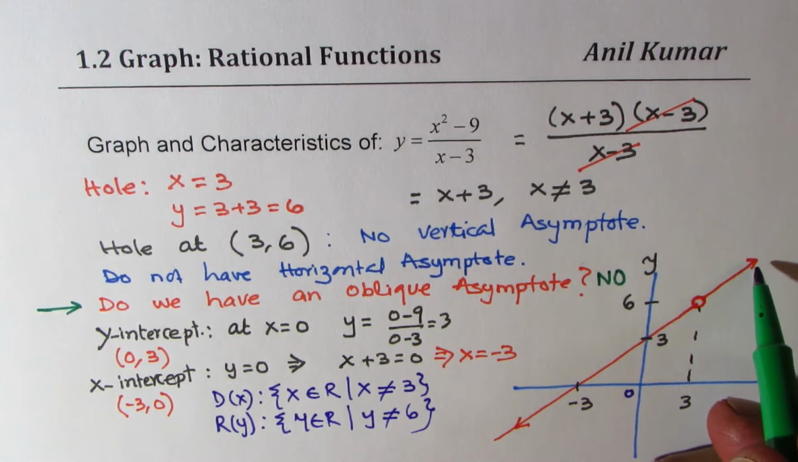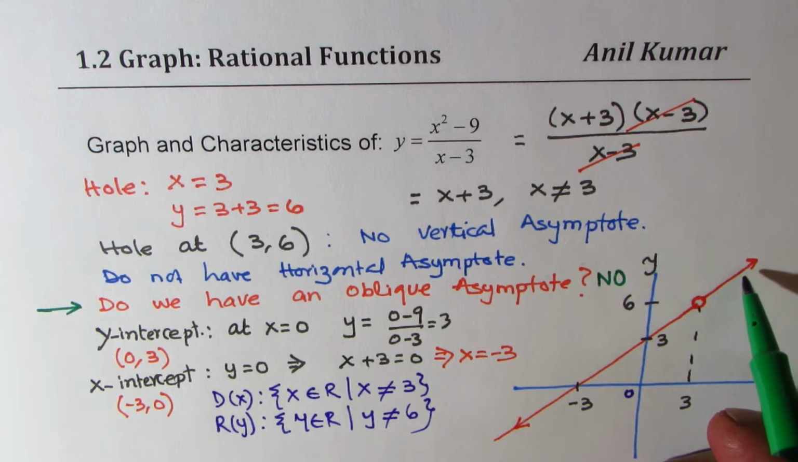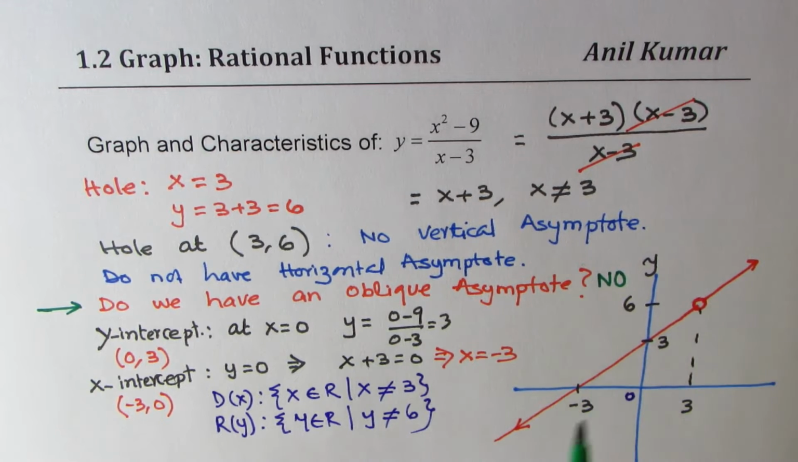We are not approaching any value. We are right there. You understand? So we are not approaching this line. We are on this line, and therefore it has no oblique asymptote. That's a very, very important thing to understand. And this function is always increasing, right? So I hope you got those answers. Let's move on and take the next example.